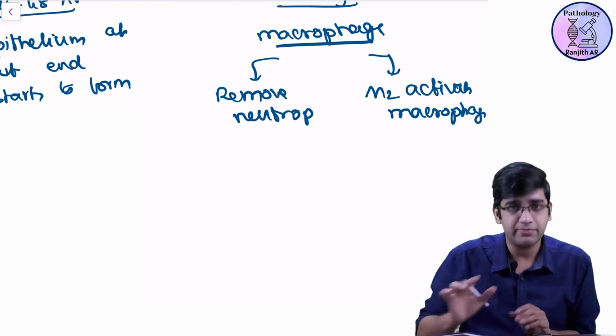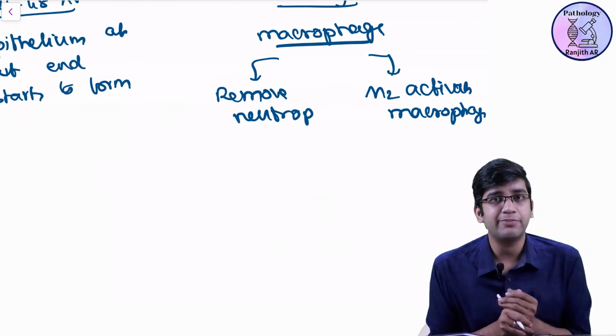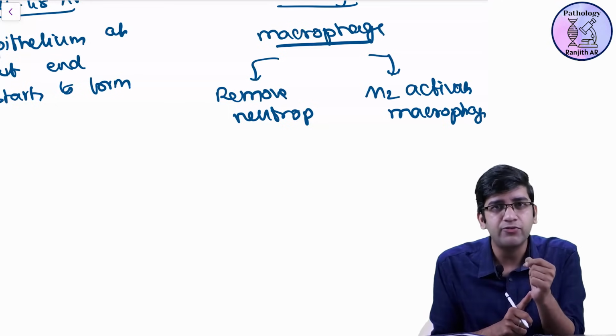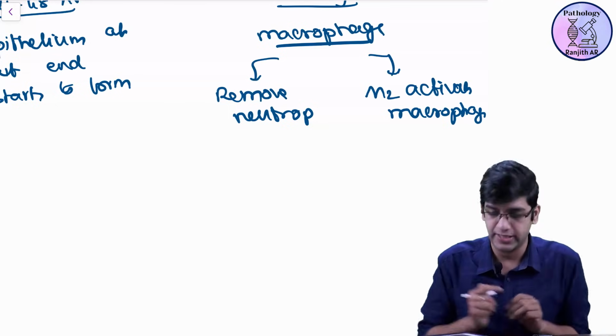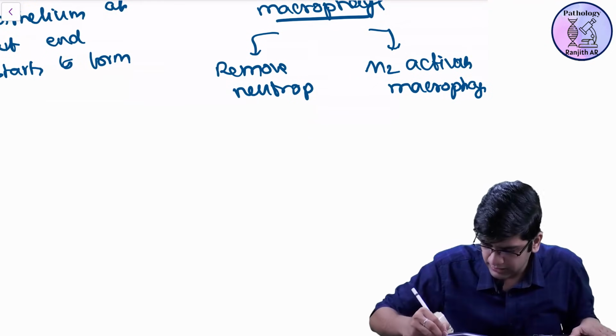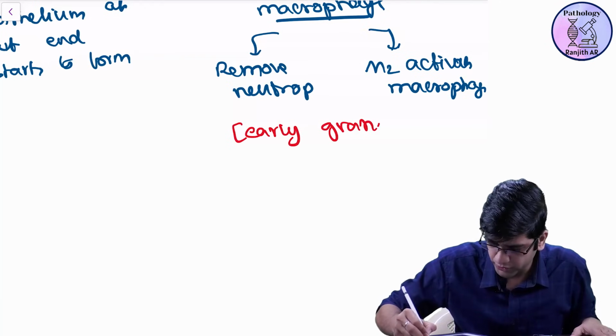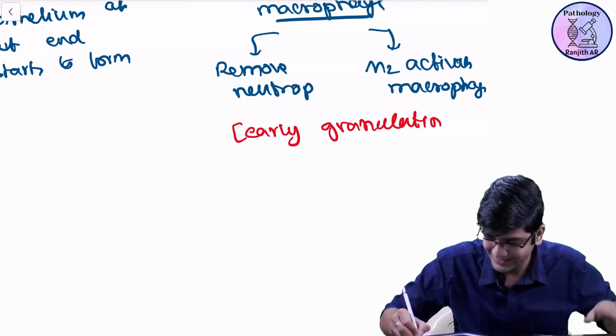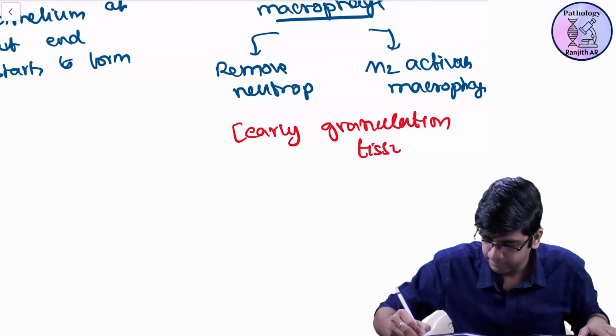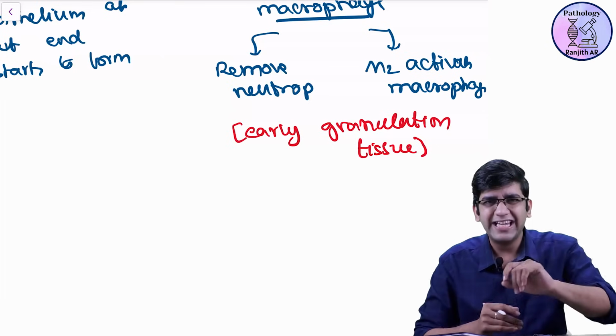This M2 activated macrophage would have started my preliminary, or ill-formed, granulation tissue around the third day. Around the third day, I'll have an early granulation tissue, a very ill-formed granulation tissue. This is important, I'll tell you why it is important to know this term. It's not a well-formed granulation, it's an ill-formed granulation tissue.